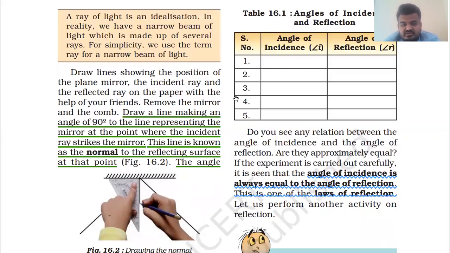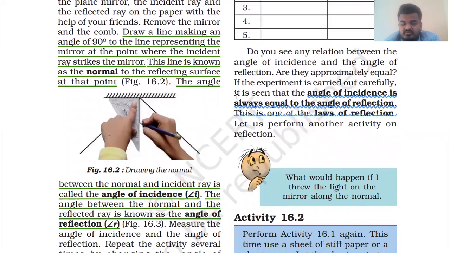So these two definitions. After this one, normal. If we draw a line making an angle of 90 degrees to the line representing the mirror at the point where the incident ray strikes the mirror, mark my words, at the point where the incident ray strikes the mirror, not anywhere, this line is known as the normal to the reflecting surface at that point. The angle between the normal and the incident ray is called the angle of incidence. And the angle between the normal and the reflected ray is known as the angle of reflection.